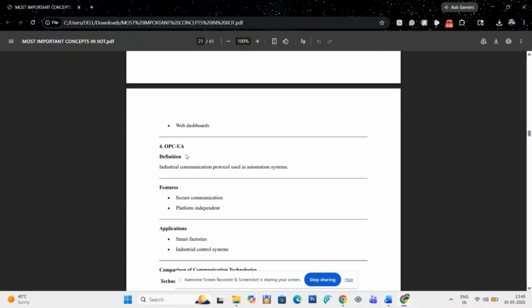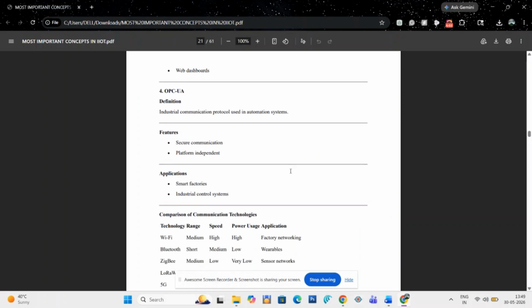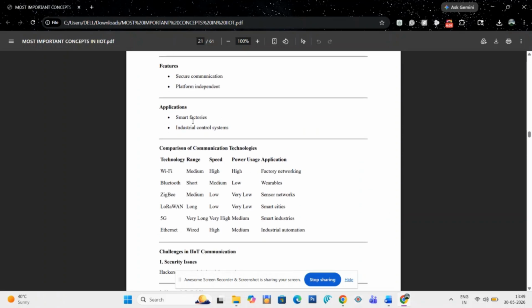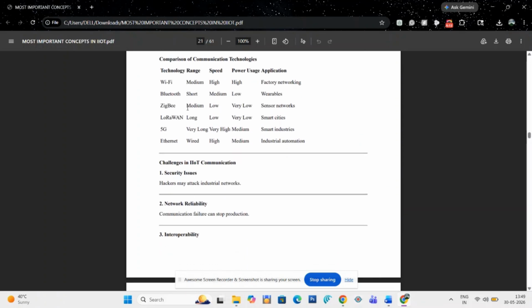Next is OPC UA. It is an industrial communication protocol used in automation systems. It has secure communication and is platform independent. The applications of this are in smart factories and industrial control systems. So here is the overall comparison of these.